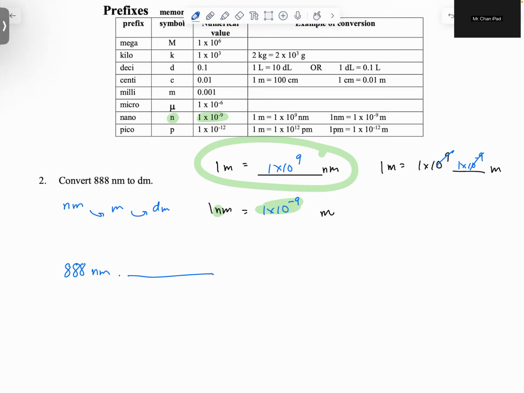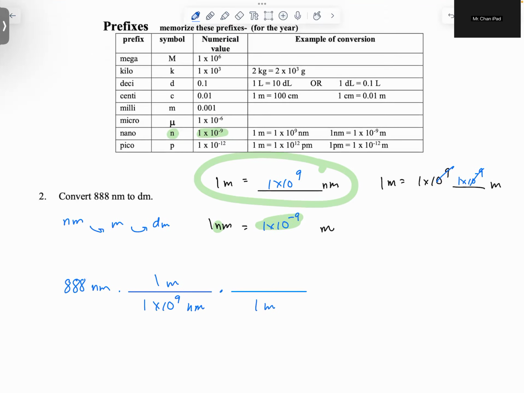So 888 nanometers is to 1 meter and then 1 times 10 to the 9th power nanometers. And then 1 meter is to how many decimeters? 10 decimeters. Okay? So that's how you convert.